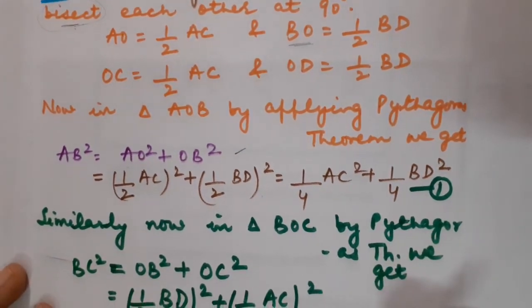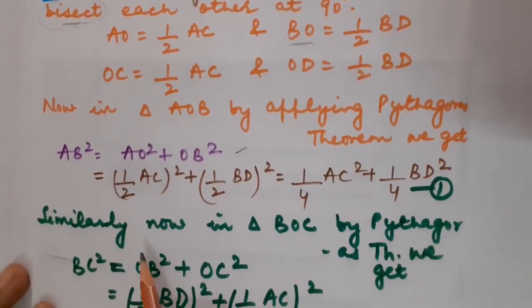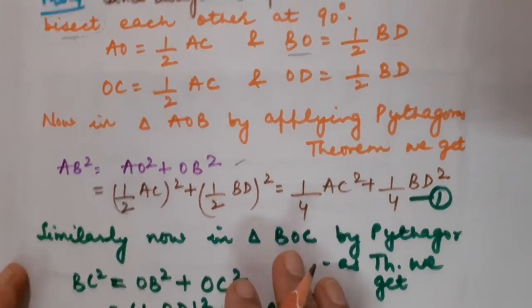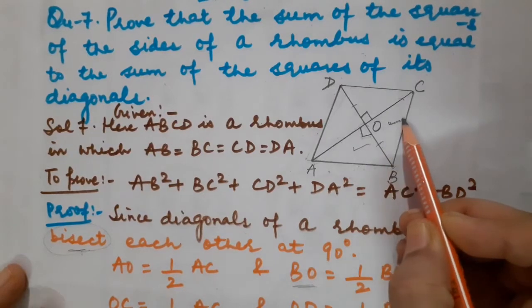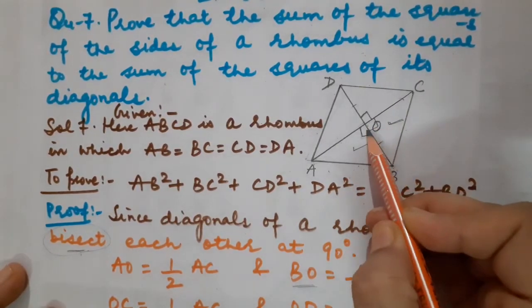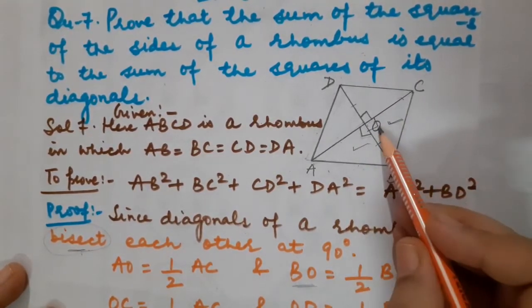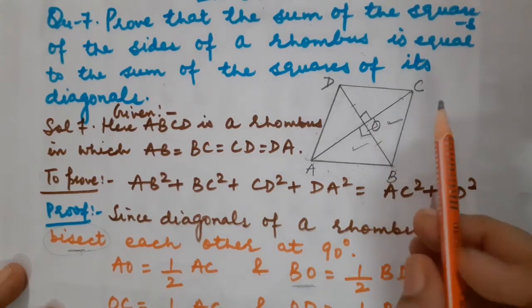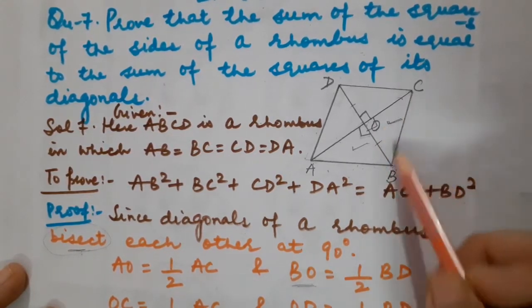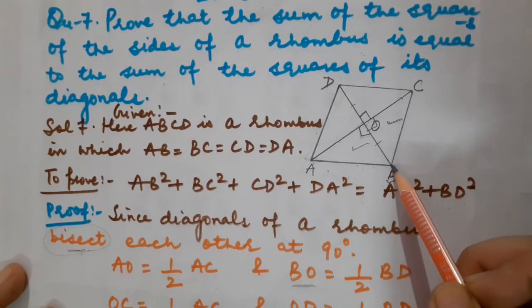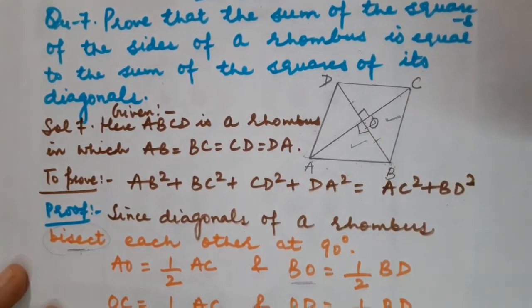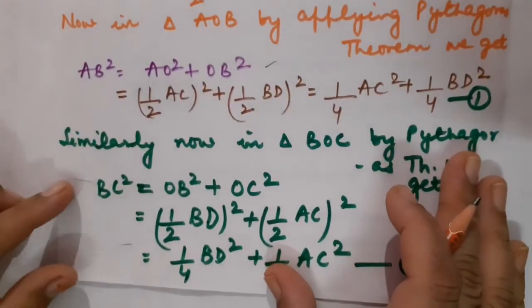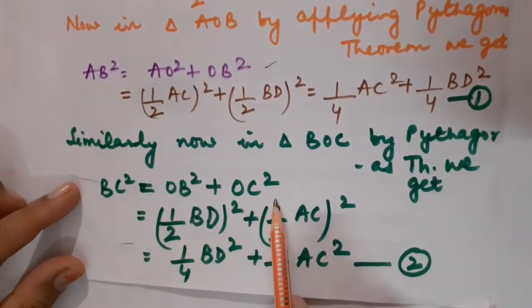Got it? Similarly, I am going to apply Pythagoras theorem now in triangle BOC. Just look here. This is triangle BOC. Here also definitely a 90 degree angle is formed at vertex O. Okay. So let us apply. It will be BC square, which is hypotenuse square, is equal to OB square plus OC square. Please have a look. The same thing is written, whatever I have spoken.